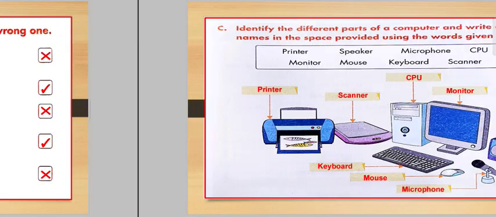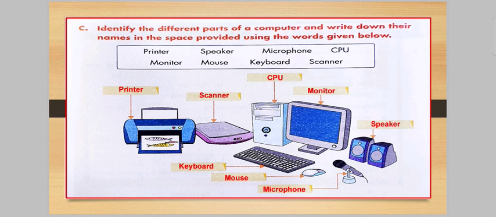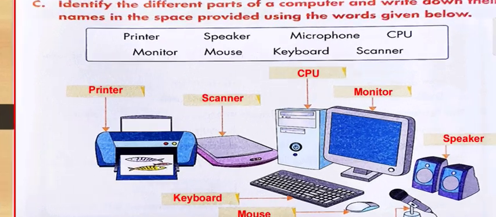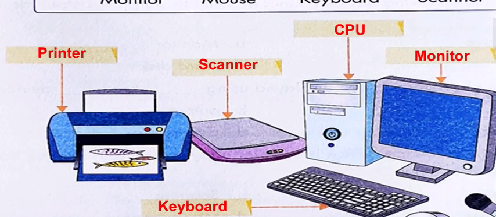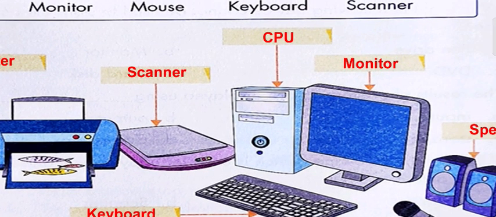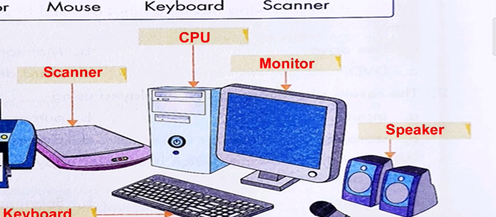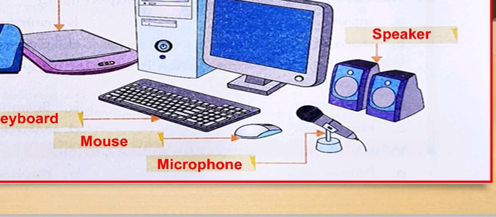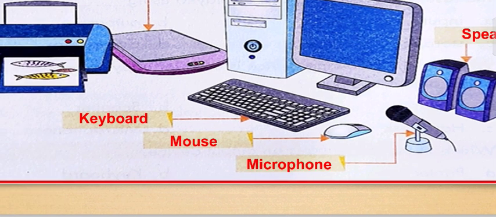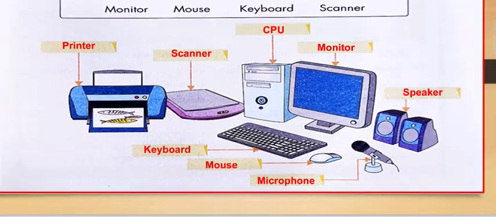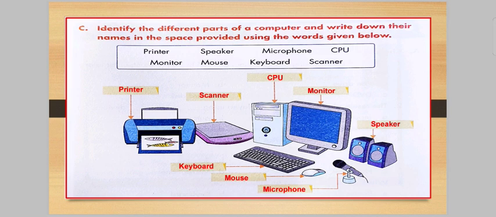Next is identify the different parts of a computer and write down their names in the space provided using the words given below. Here you can see the images of different devices. This is a printer. Next is scanner. This is the CPU box, and this is the monitor. Next is speaker. This is the microphone. This is the mouse, and this is the keyboard. So these are all the parts of a computer system.